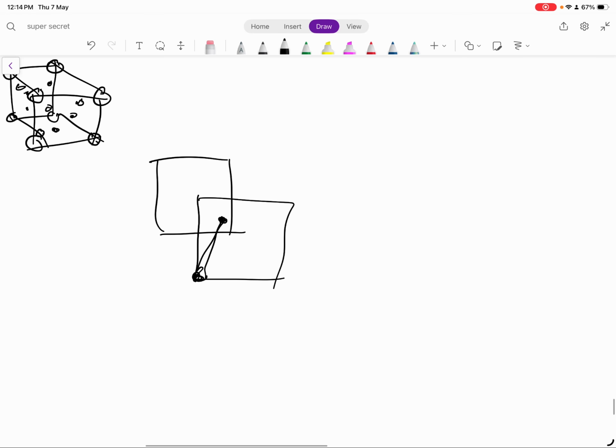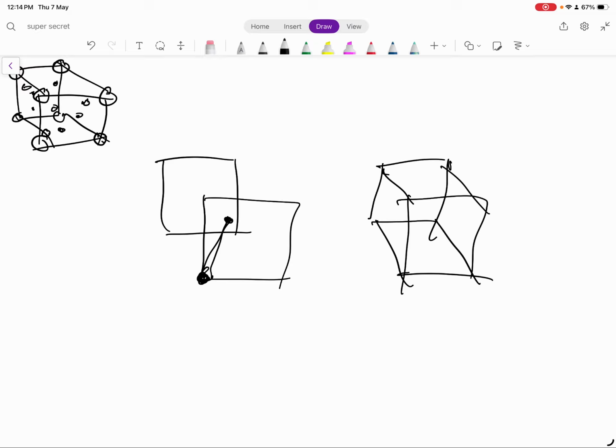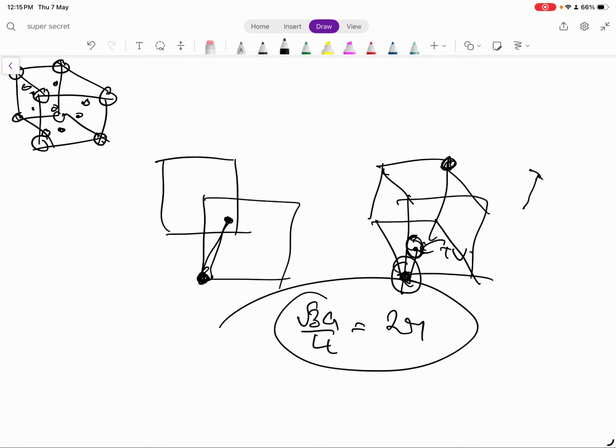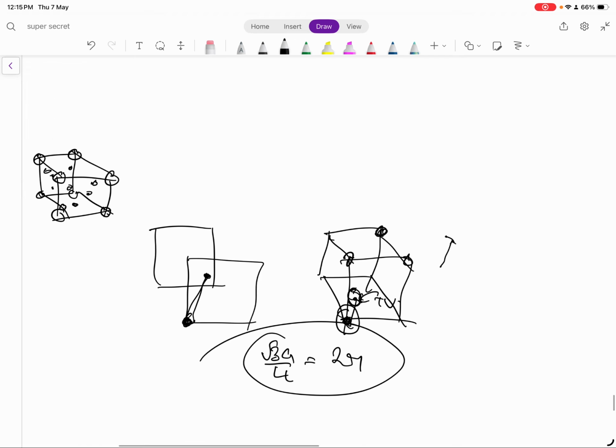The distance between the center of some corner, I think this is the solution. The distance between the center of this corner and the one which is occupying the tetrahedral void is equal to 1/4 of the distance of the body diagonal. So root 3a by 4 is equal to 2r. This is the relation.